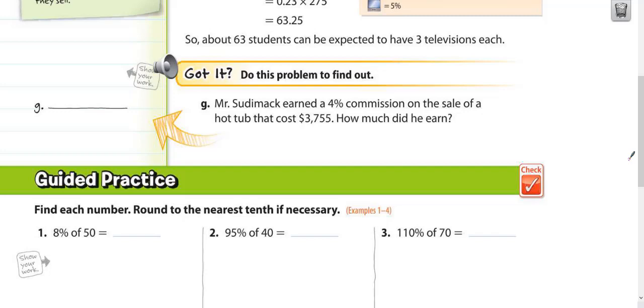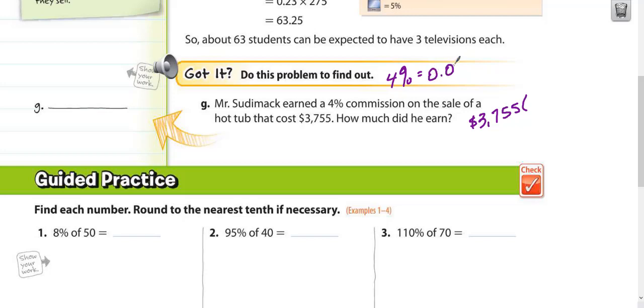Okay. So Mr. Sudamak earns a 4% commission on the sale of a hot tub that costs $3,755. How much did he earn? So go ahead, pause the video for a moment, figure out how much he earned, and then turn it back on, and we'll discuss it together. Okay. So he earns $3,755 times the 4%. So 4%, remember again, you move the decimal over 2 places.